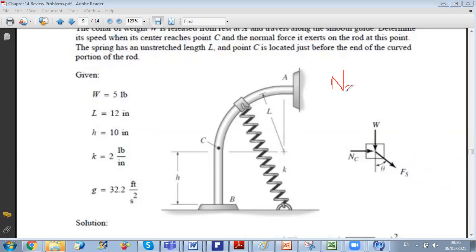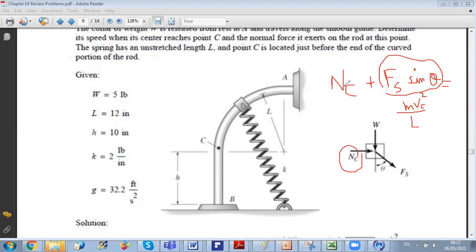If you do the calculation in the end, it will show you whether it is positive or negative, but if you just write the equation, you have NC plus F spring sin theta equals mv square over rho. Right? So it depends on what is the velocity at which you reach C. Depending on the velocity you reach at this point, the two situations are possible.